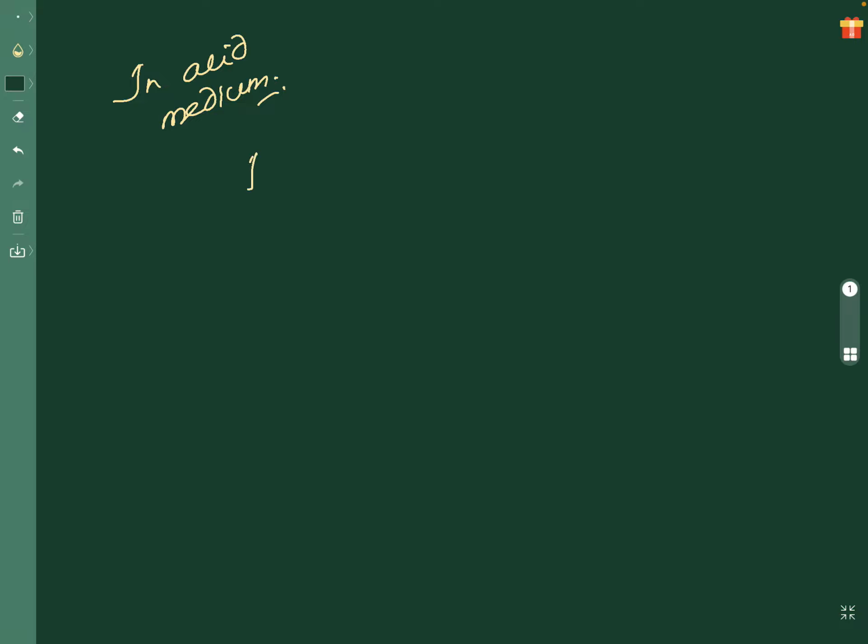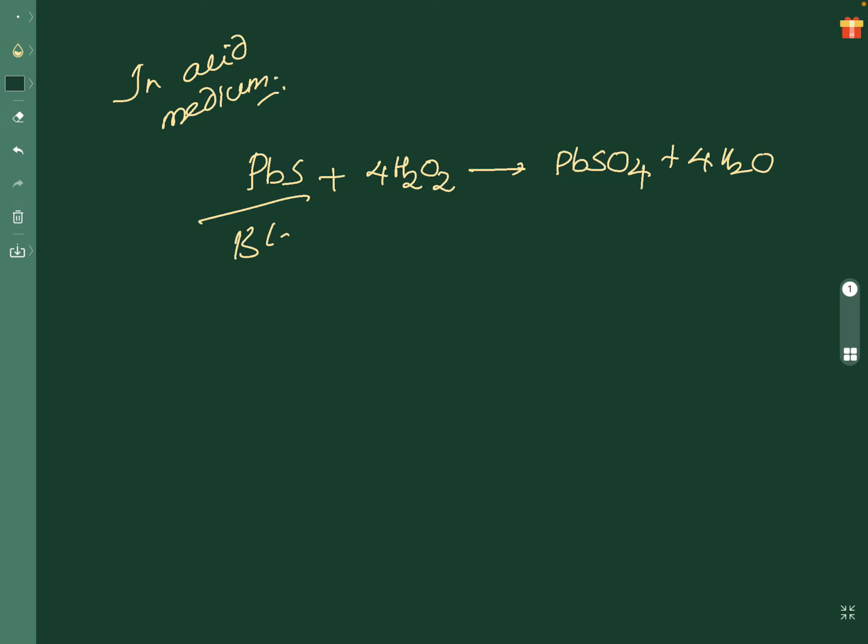First one, lead sulfide, PbS, is converted to PbSO4. PbS plus 4H2O2 gives rise to PbSO4, lead sulfate, plus water. Black color lead sulfide will become white color lead sulfate. Here the oxidation state of sulfur is -2. Here the oxidation state of sulfur is +6.